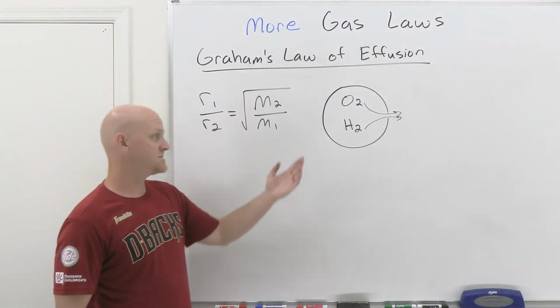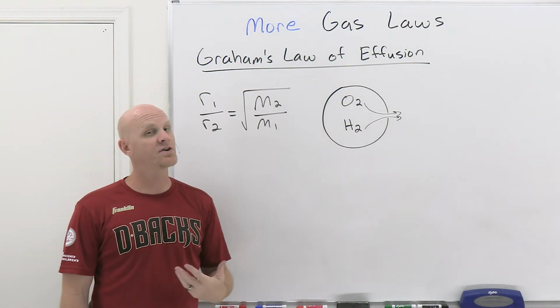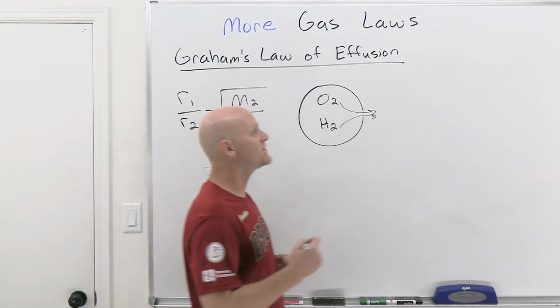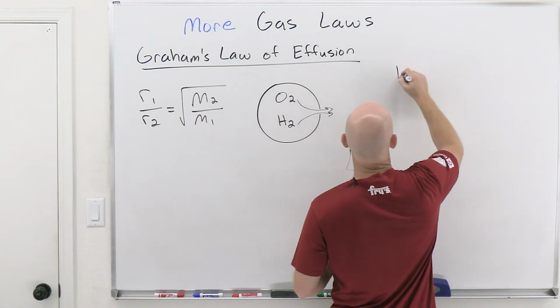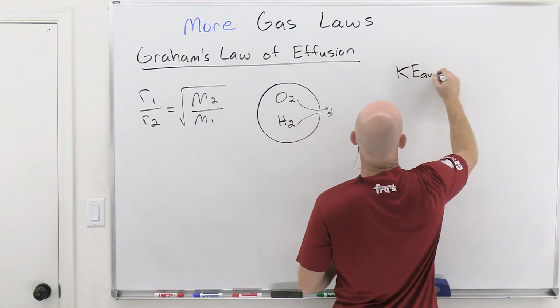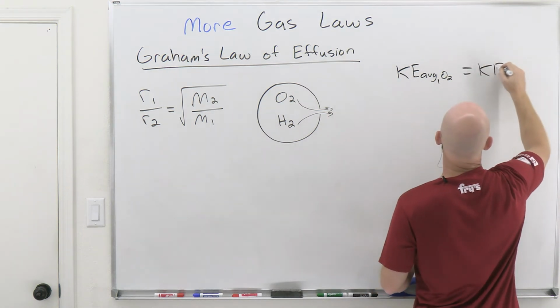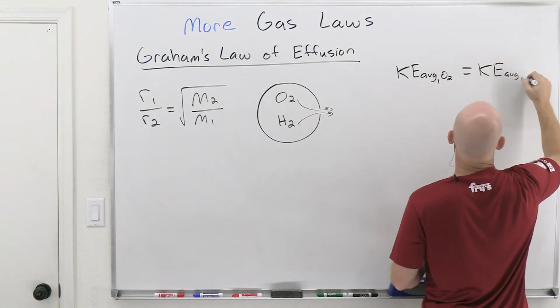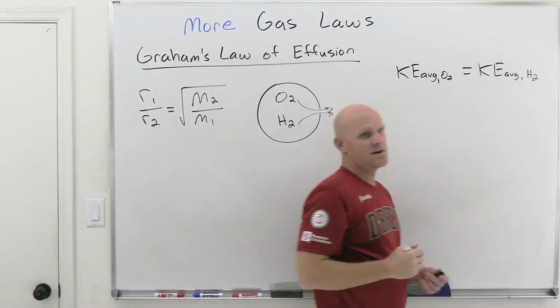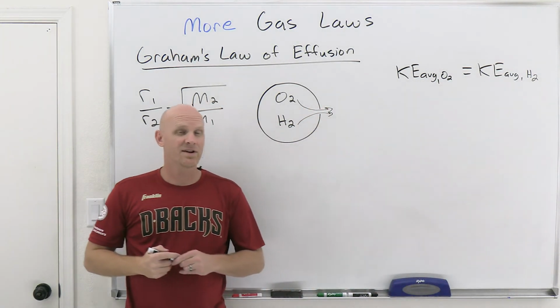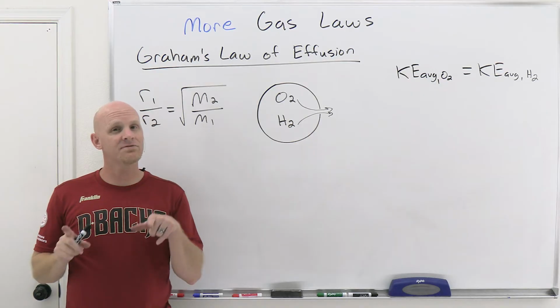And so as long as these 2 gases have been in this balloon for a while together, then they're going to be at the same temperature, which means they're going to have the same average kinetic energy. And so I could say that the average kinetic energy for the O2 is equal to the average kinetic energy for the H2. They're equal. But just saying their kinetic energies are equal doesn't mean they have the same velocity.